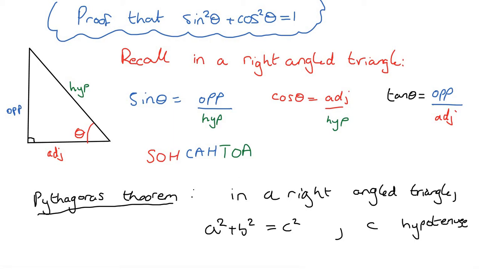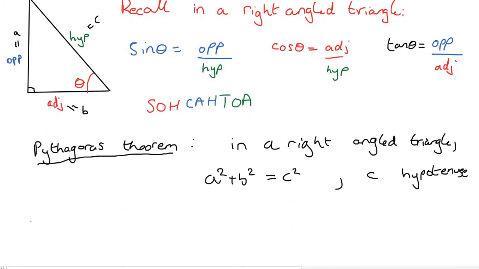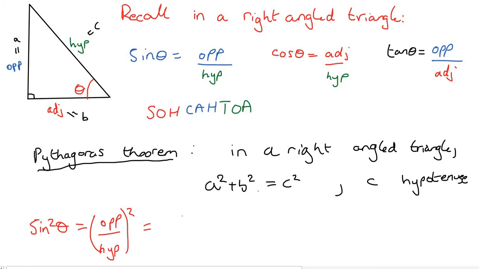Okay, so how can that help us here? Well, let's relabel the hypotenuse as c, the opposite as a, and the adjacent as b. Now let's use Pythagoras' theorem to help us. So what is sine squared theta? Well, that's just the opposite over the hypotenuse, squared. The opposite is a, and the hypotenuse is c. So this is a over c, all squared, which equals a squared over c squared.